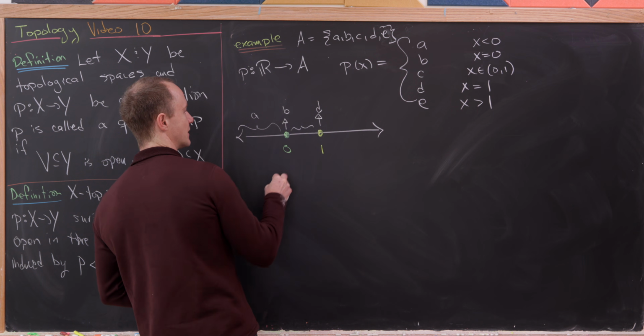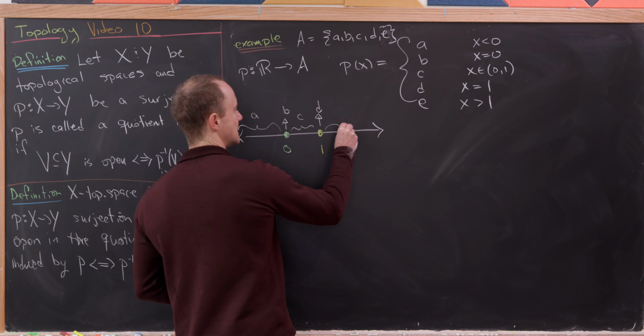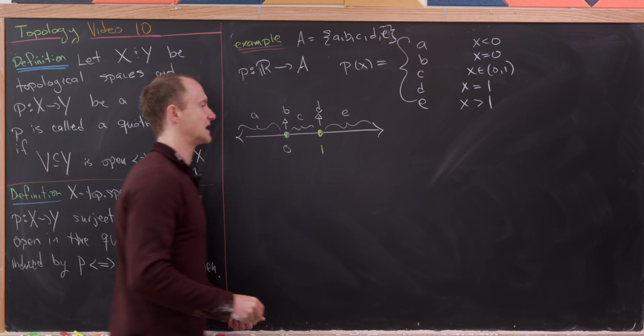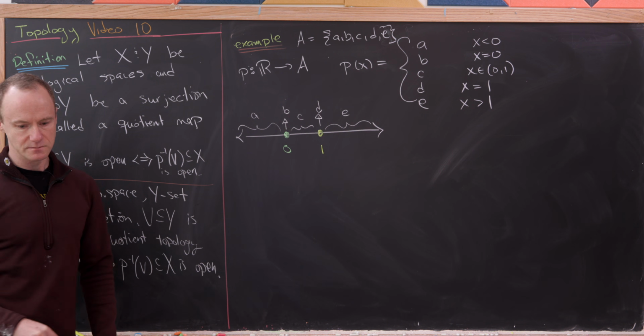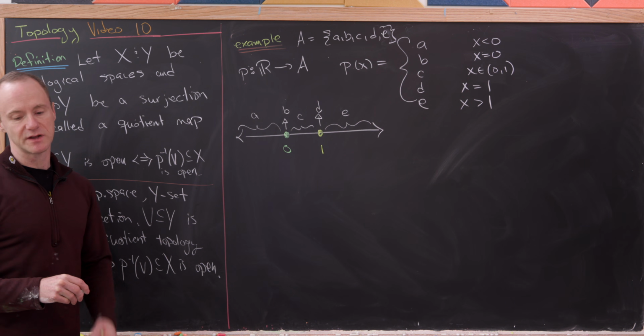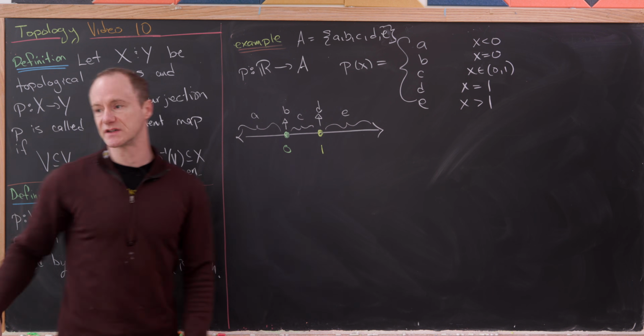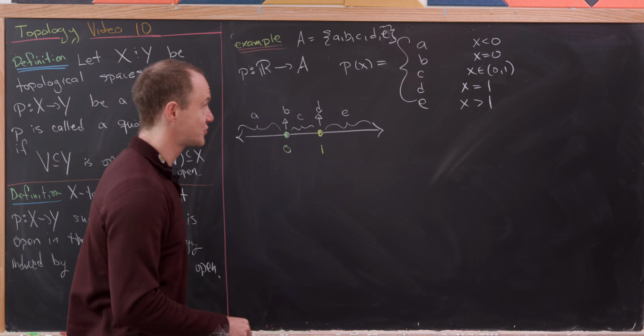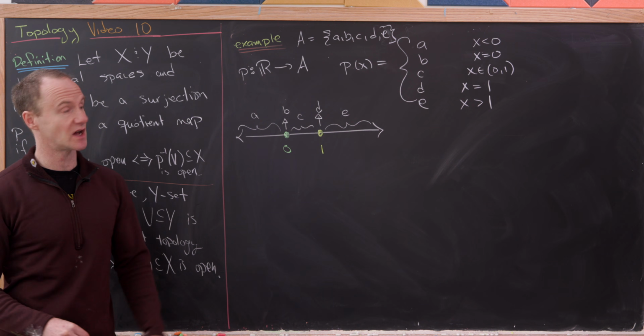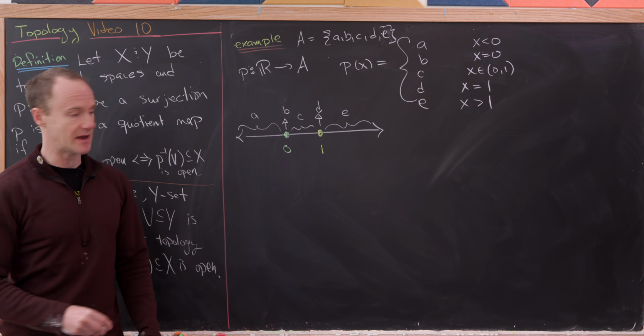Everything between 0 and 1 is going to get mapped to C. And then everything over here is going to get mapped to E. And now we can build the quotient topology using this rule over here. So let's just start looking at pre-images of subsets of A.